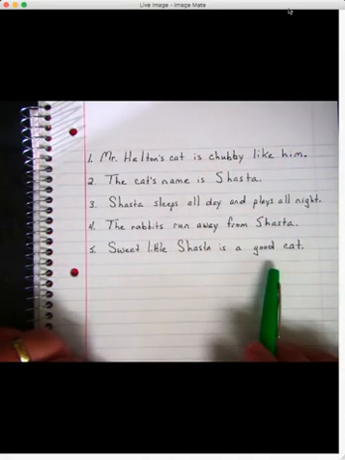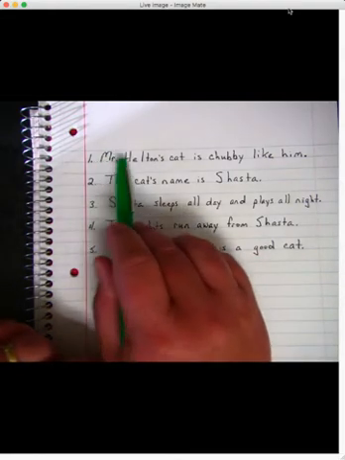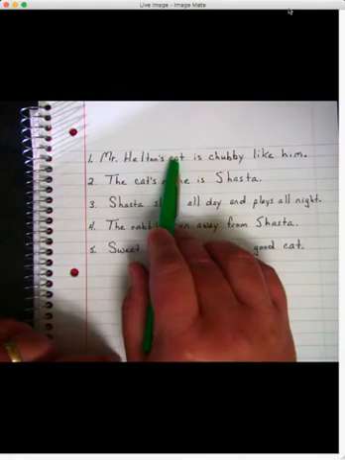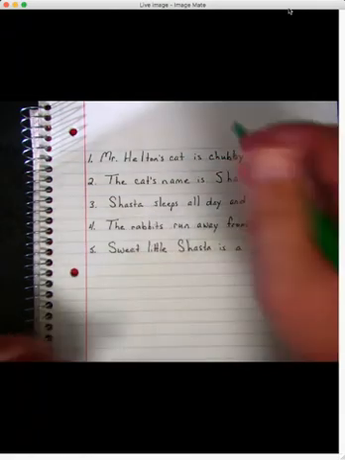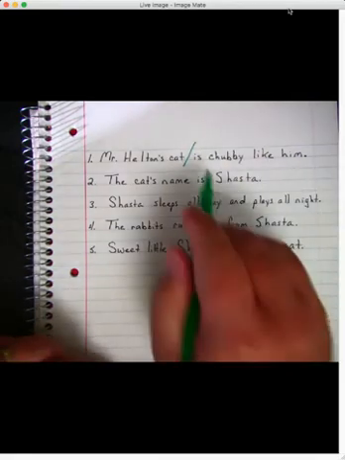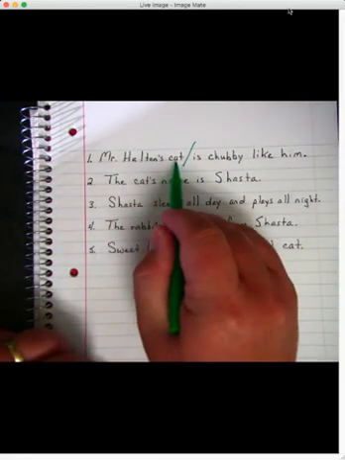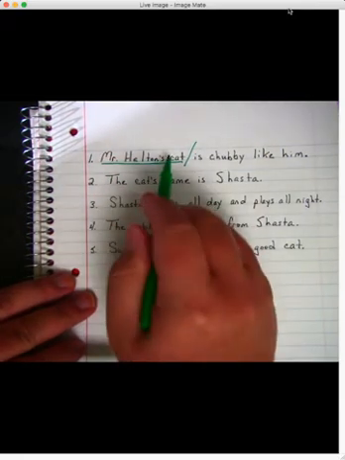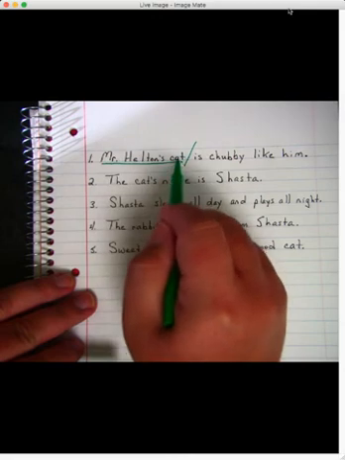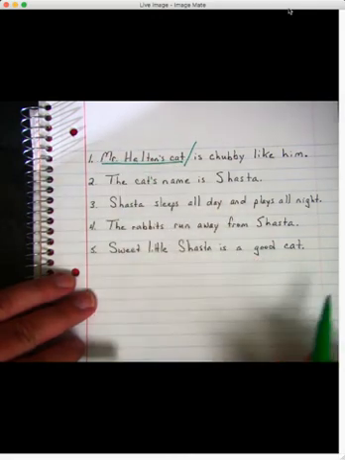Boy, is that true. Well, who is this sentence about? What are all the words that tell who this sentence is about? Well, it's Mr. Helton's cat. And what does Mr. Helton's cat do, or what is Mr. Helton's cat? Well, it is chubby like him. So we're going to draw a line. You're not, but I'm going to draw a line right here. So this is called the subject of the sentence. And if we underline it, that shows the complete subject. It's all of the words that are in the subject that tell who or what the sentence is about.